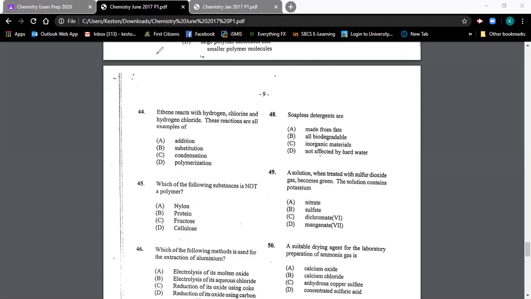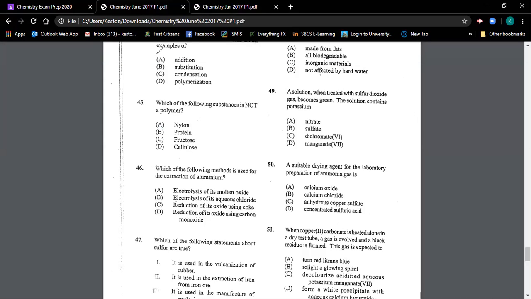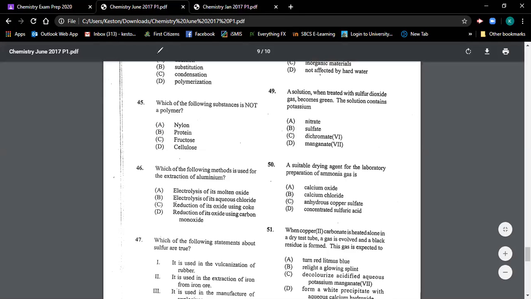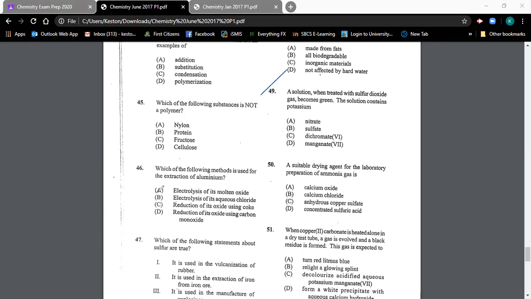46, which of the following methods is used for the extraction of aluminum? No more organic, it seems. Right, aluminum needs high temperature. A, yes, correct. Electrolysis of its molten oxide. That's how we get the extraction of aluminum.